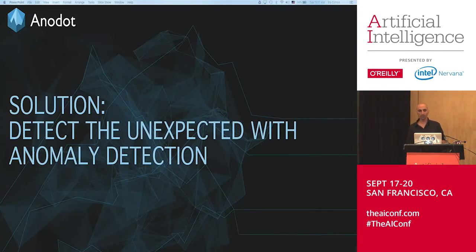So the solution: I'm the chief data scientist of Anodot. Anodot is an anomaly detection company, which is not surprising given that I'm saying this is the solution, but I'm going to show you why I really believe that anomaly detection is the first step to track and monitor your own machine learning applications and automate the process fully.